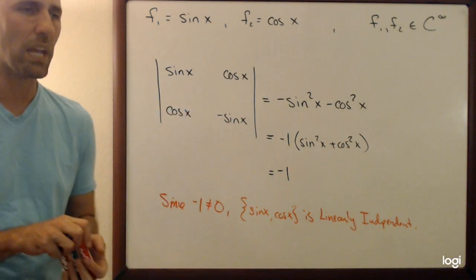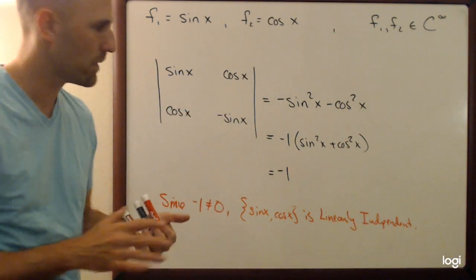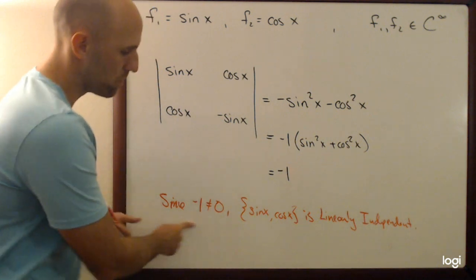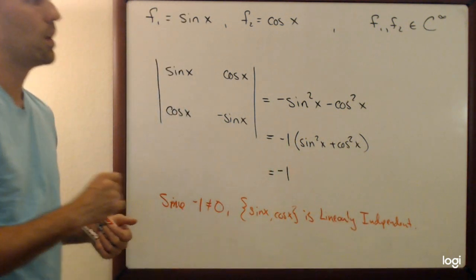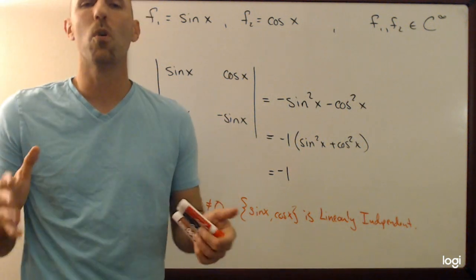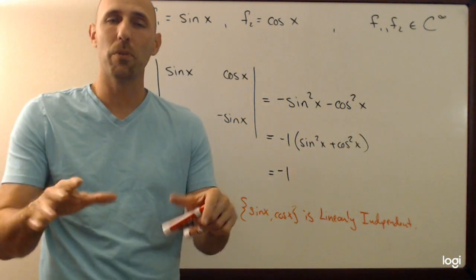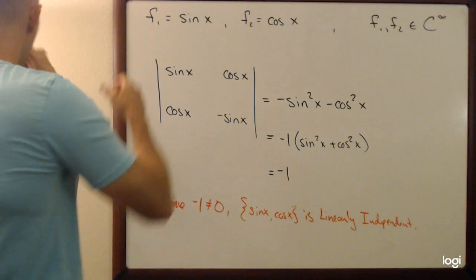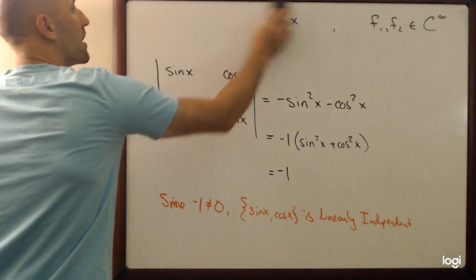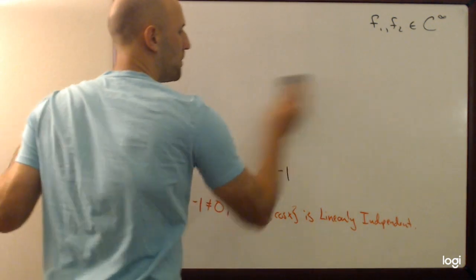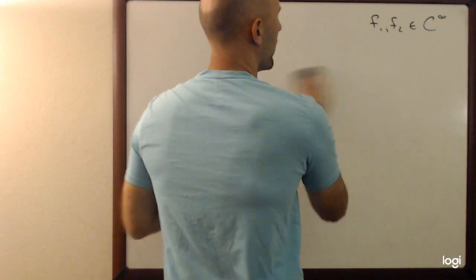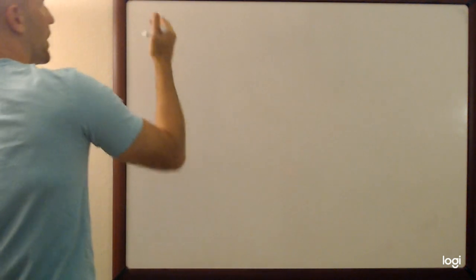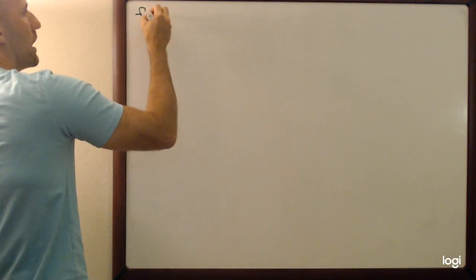Okay, so again, with the Wronskian, if the determinant's not 0, then it's linearly independent, guaranteed. If it is 0, we have some more work to do, and I'm going to do a couple examples so that we can see what that looks like. Okay, so first things first. Let's do an example where it comes out linearly dependent. Okay, so let's take a collection of functions.